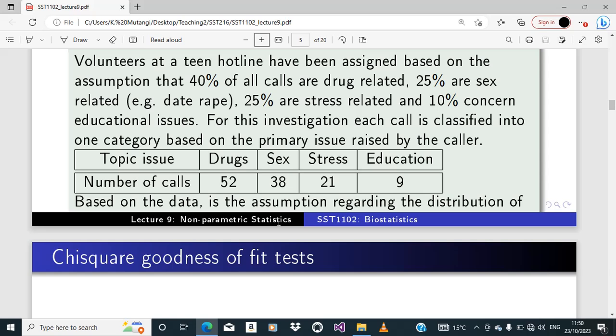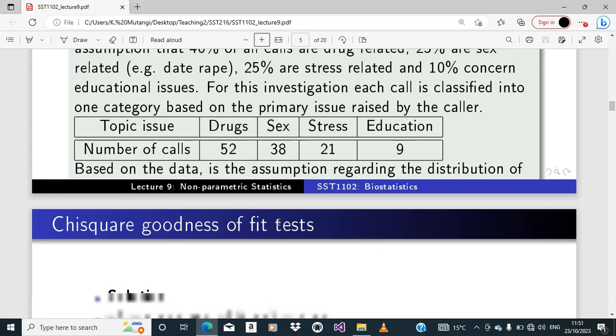Drugs with the number of observed is 52. The number of calls there for sex is 38, stress is 21, and education is 9. Based on the data, is the assumption regarding the distribution appropriate? So in this case, we are given the proportions as 0.40 for 40%, 0.25 for P2, which is for the second category, which is also the same for the stress category. Then we have 0.10 or 10% for the education category.